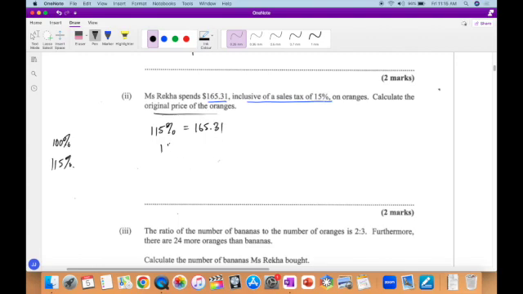right? So therefore, 1% will be 165 all over 115. And 100%, which is the original price of the oranges, obviously is 165 divided by 115 multiplied by 100. And that will give us, divided by 115 multiplied by 100, around $143.75.